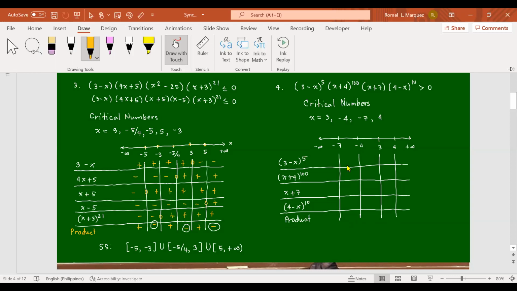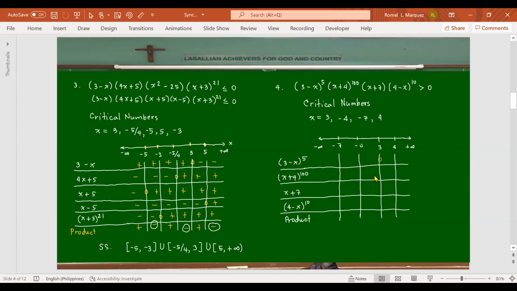Product. This is 0 here. -4, -7, +4. Is that correct, children? Yes, sir. Negative exponent raised to 5, that is odd. Where is negative, right or left? Right po. Positive, positive, positive.